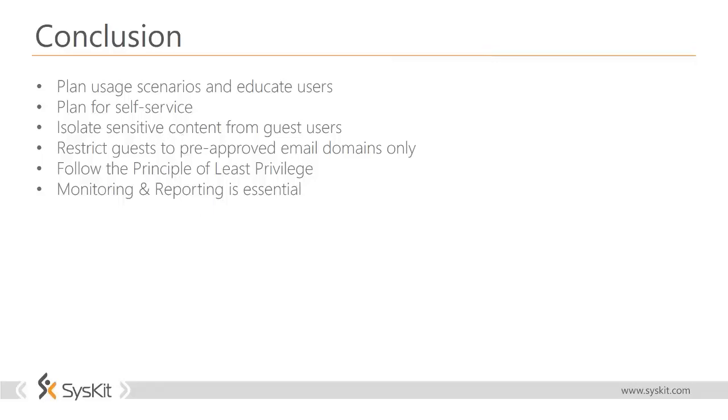We didn't talk about this much, but if you have sensitive content, put it on a different site collection, on a different site, which doesn't have the option to share externally. And even with that all in mind, it's always good to restrict guests to pre-approved emails. So that's an additional option. We didn't show it, but you have an option to specify which email domains are allowed to be guest users. And that's quite handy. And the last two are pretty much a golden rule. You have to stick to them always.